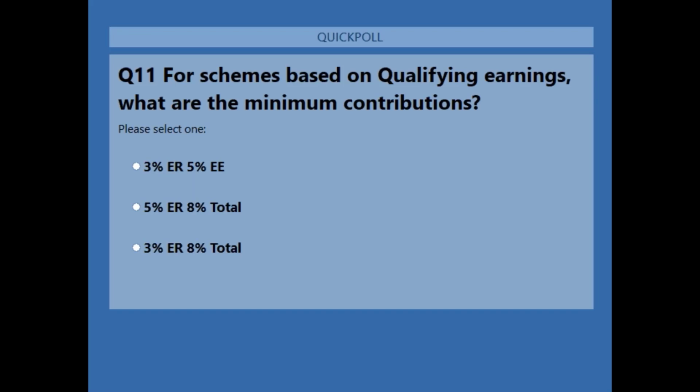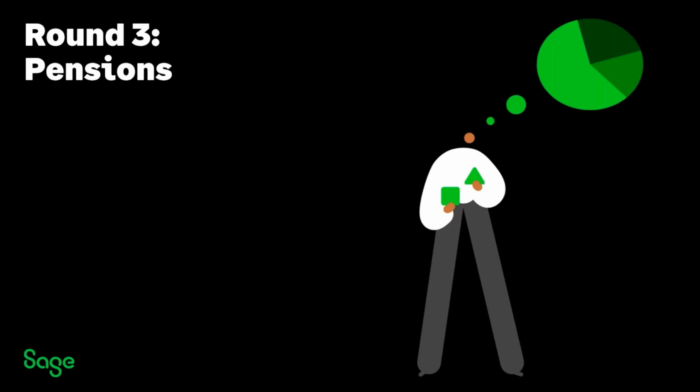Okay, so we have a couple of seconds left to get your answers in. What are the minimum contributions for schemes based on qualifying earnings? And that is the minute mark done. So we will be closing that one down now. Okay, that brings us on to the final question of round 3. So let's bring up question number 12 and hit the launch button.